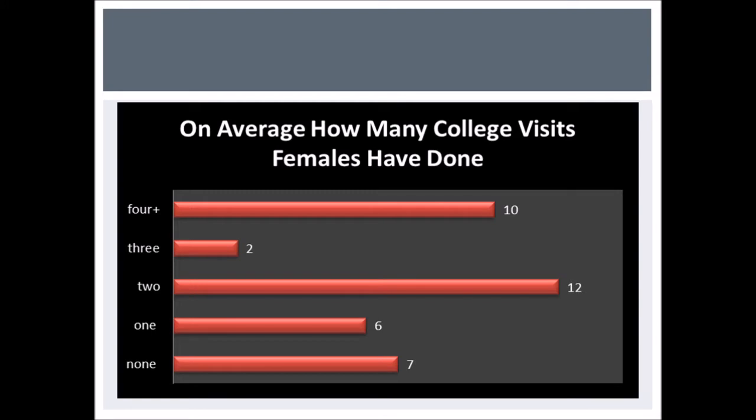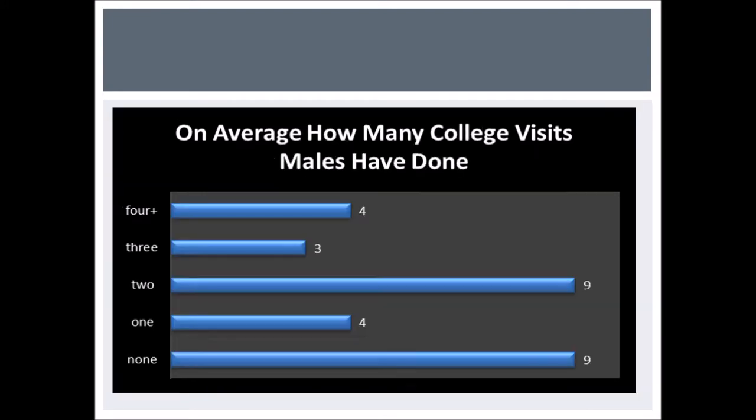In the pie chart, we found out that girls and boys both plan on going to college for 4 to 6 years. For the bar graph, we did how many colleges you visited throughout your high school career. For the girls, most girls visited 2, and for the boys, they both equally visited 2 colleges as they visited none. We also did a histogram.